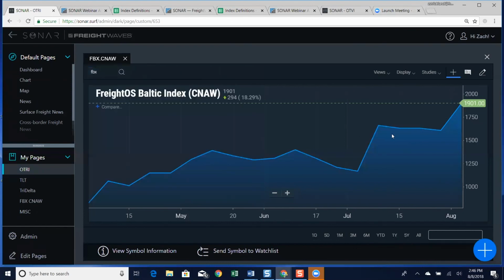So we can see this thing has blown up in the last week again. We saw this huge jump in July. And I know that we've seen a lot of reports of capacity kind of coming offline in the month of August in the Trans-Pacific routes.